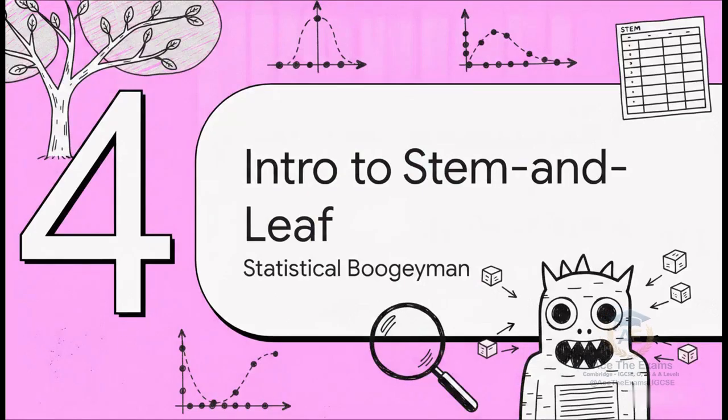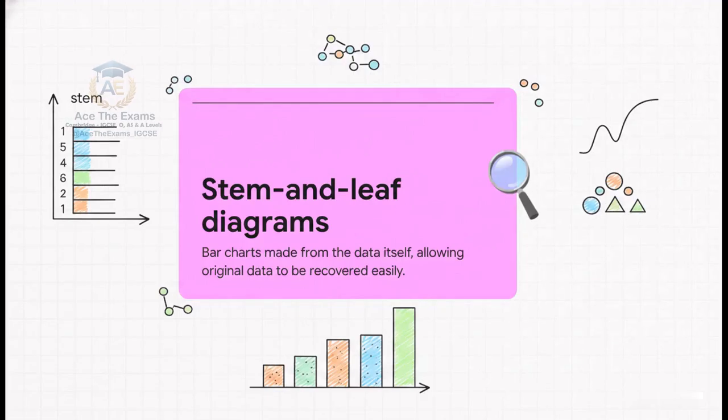And now it's time to tackle the boogeyman of statistics. Section 4, Intro to Stem and Leaf Diagrams. Remember that overarching data problem we discussed at the very beginning? How do we chart data to see the visual distribution shape without crushing and losing the raw numbers? Well, this is the answer. By definition, stem and leaf diagrams are a special type of bar chart in which the bars are made from the data itself, allowing original data to be recovered easily.